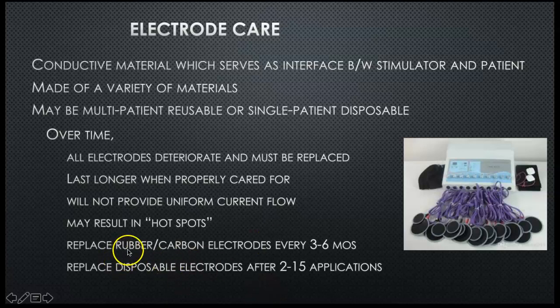The reusable kind, the big rubber carbon electrodes, can be replaced about every 6 months, and the little disposable ones after 2 to 15 applications. We are going to break that rule for you, and as long as you're the only one using your electrodes, it'll be fine.